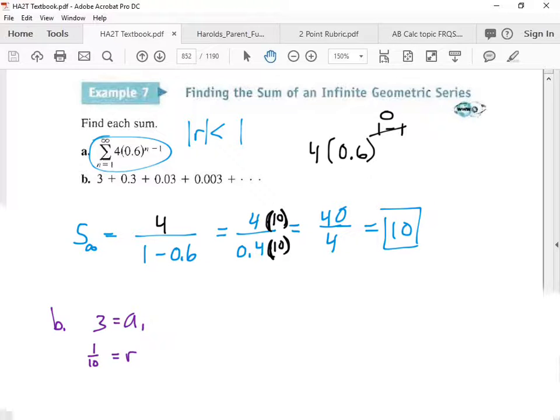So let's find the sum. Don't make fun of my S. That's a good S. Don't even.